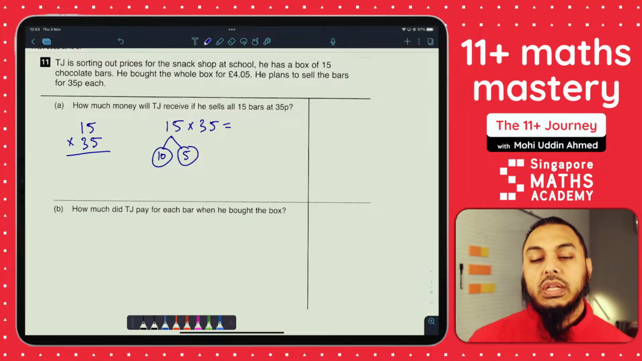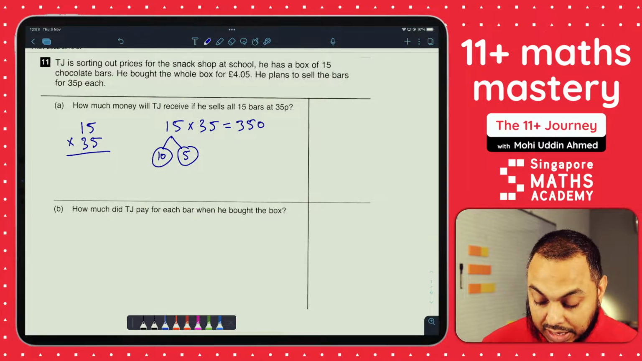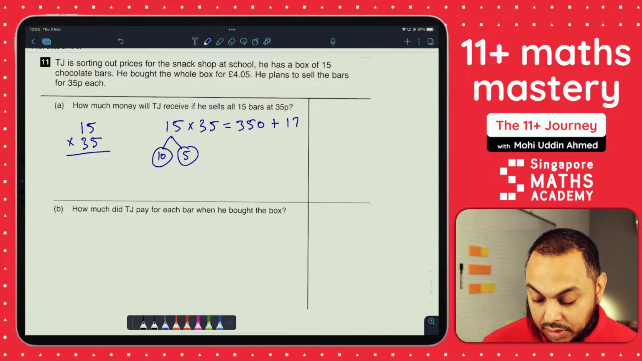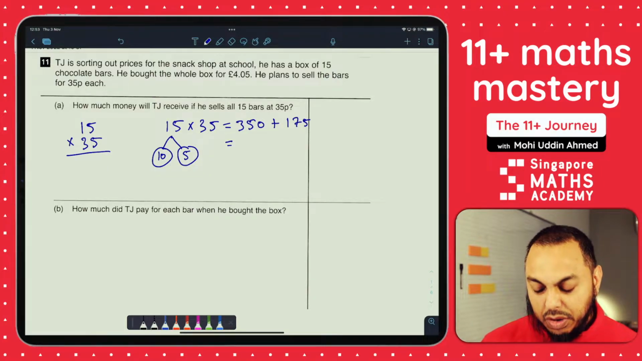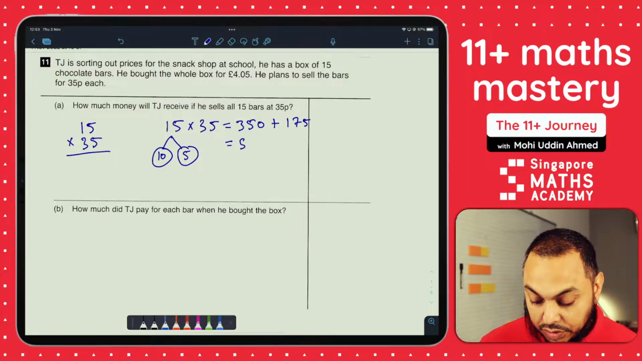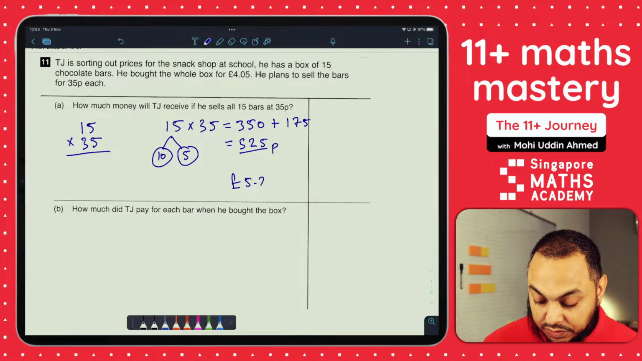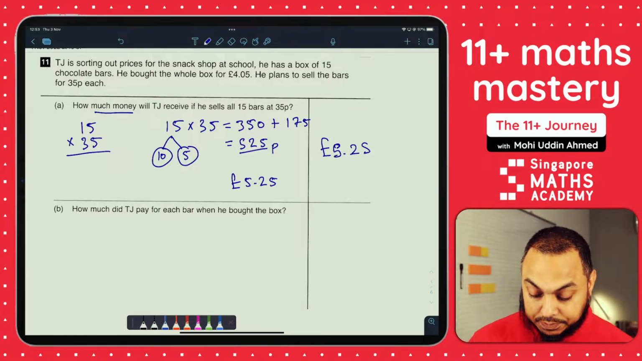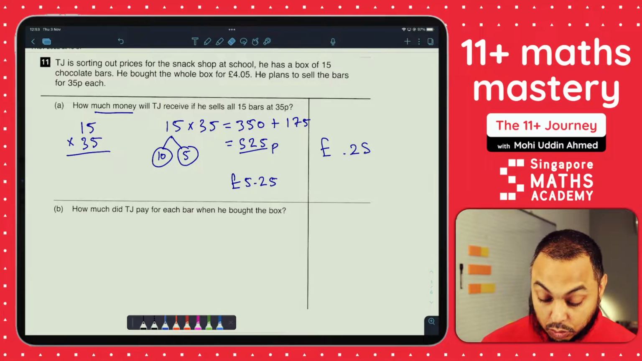So we're doing 10 lots of 35s, which is 350. Add 5 lots of 35s. 5 times 30 is 150. 5 times 5 is 25. So that's 175. And we can add that together. Well, 350 add 200 is going to be 550. Take away 25 is 525. So he'll have 525p or £5 and 25p. Okay, so £5.25 is how much money he'll have if he sells 15 bars at 35p each. So that's question 1 or 11a done.